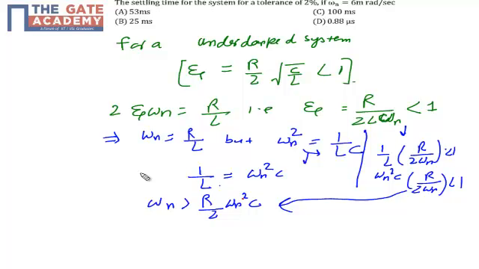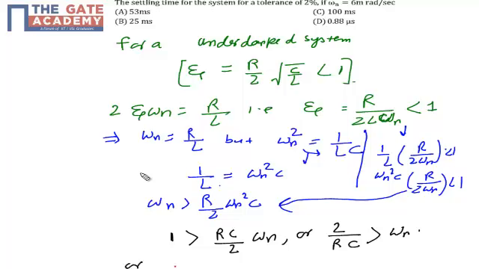If you again rearrange this expression, it will be 1 is greater than RC by 2 omega n, or you can rewrite this as 2 by RC is greater than omega n, or omega n is less than 2 by RC.